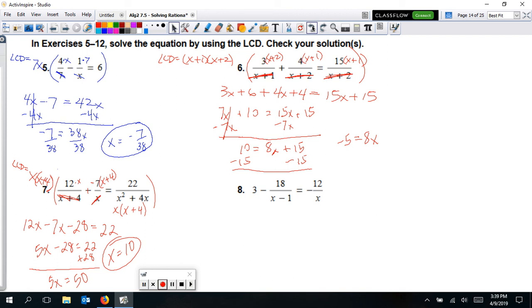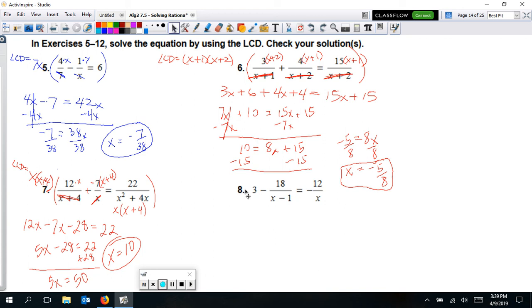And so now I just divide by the 8. And so that's going to give me x is equal to a fraction of negative 5/8. And we can keep this one because there's only 2 numbers that x cannot be. That would be negative 1 and negative 2. And this is neither one of those.